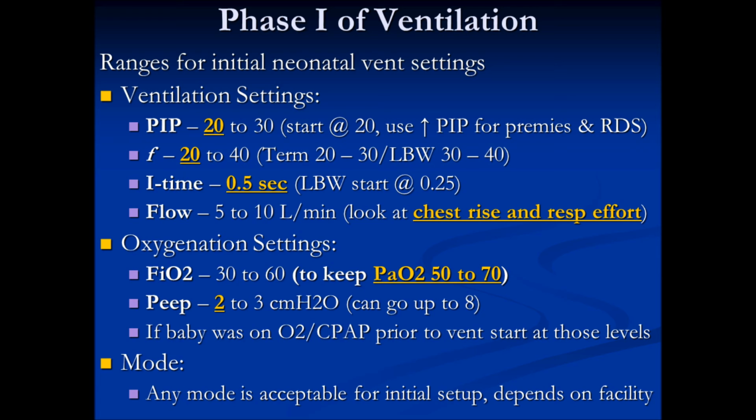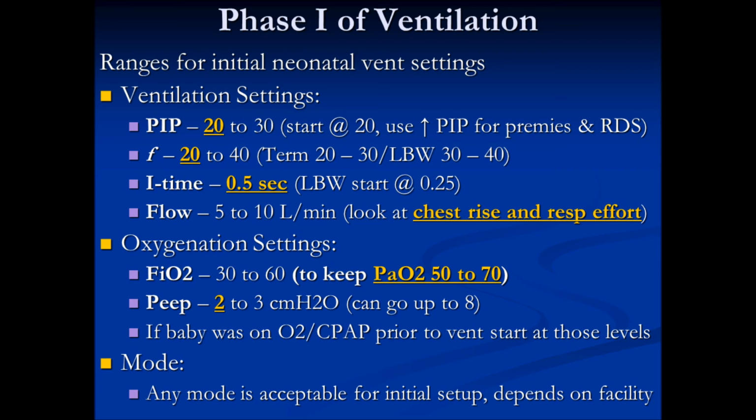For oxygenation settings, FiO2, we set that anywhere between 30 and 60. But what will determine where you put it is the baby's PaO2 level. So if the PO2 is anywhere between 50 to 70, then you're going to tweak the FiO2 to keep it normal. So normal is anywhere between 50 and 70. PEEP, we're going to start at 2, but it can be anywhere between 2 to 3, but we can go all the way up to 8. The stiffer the lungs, the more PEEP you want to use.